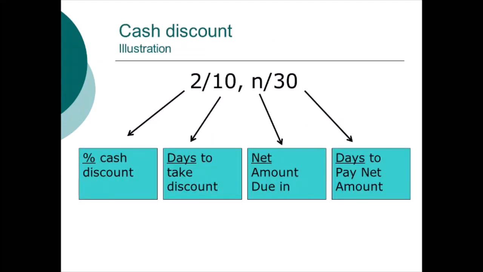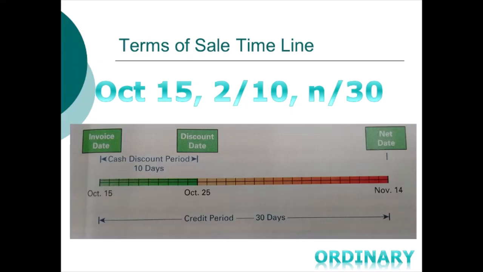Cash discount is illustrated like this. The 2 here represents the cash discount, so 2% cash discount. Followed by this one, he is given 10 days to enjoy the discount, so this is the discount period. Then, the net amount due and the days to pay the net amount. Let's have an example and its illustration.